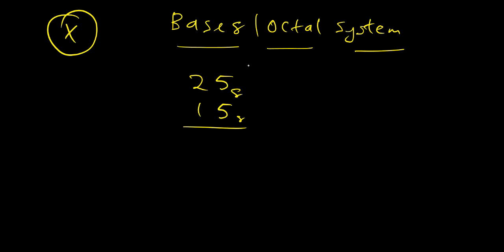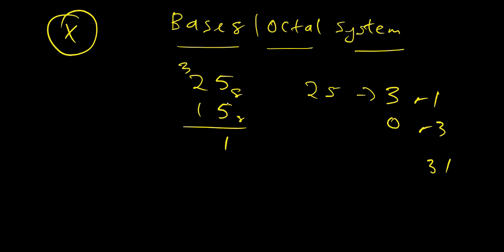So we have 5 times 5, which is 25. So we have 25 divided by 8, which is 3 remainder 1. And then we have 3 divided by 8, which is 0 remainder 3. So we have 3 and 1. So we're going to write down 1 and carry the 3.